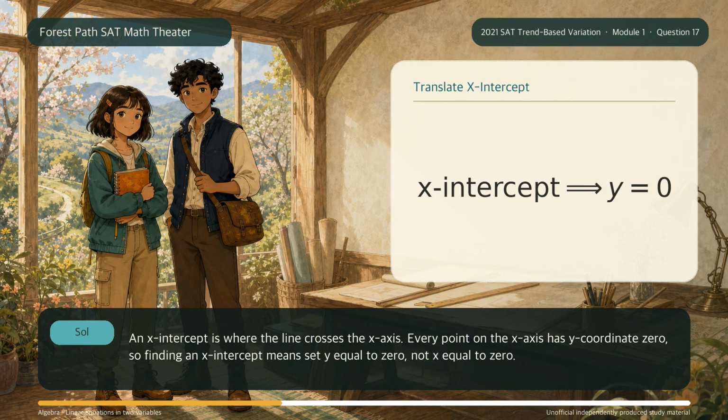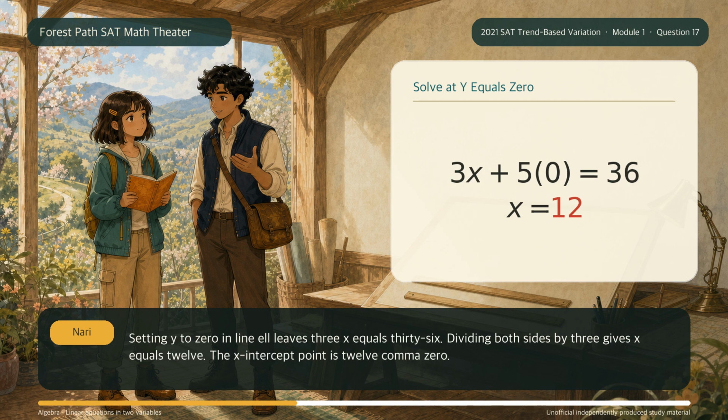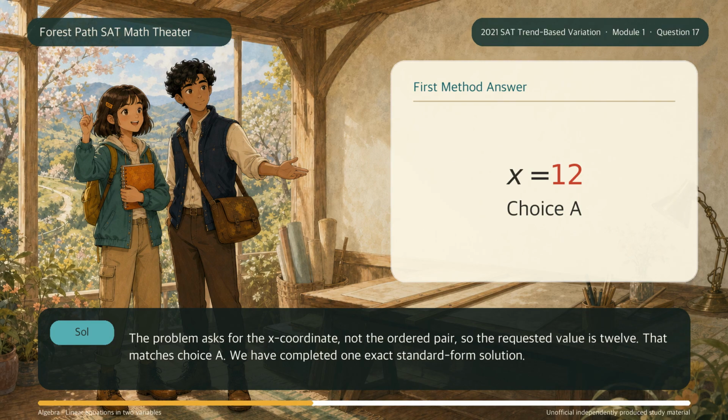An x-intercept is where the line crosses the x-axis. Every point on the x-axis has y-coordinate 0, so finding an x-intercept means set y equal to 0, not x equal to 0. Setting y to 0 in line L leaves 3x equals 36. Dividing both sides by 3 gives x equals 12. The x-intercept point is 12, 0. The problem asks for the x-coordinate, not the ordered pair, so the requested value is 12.